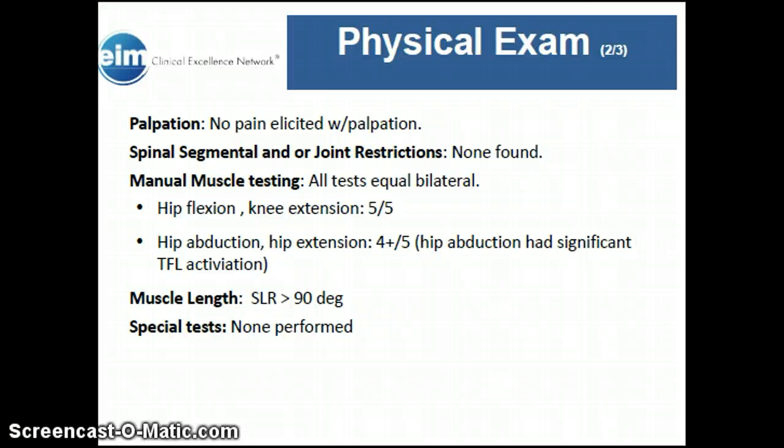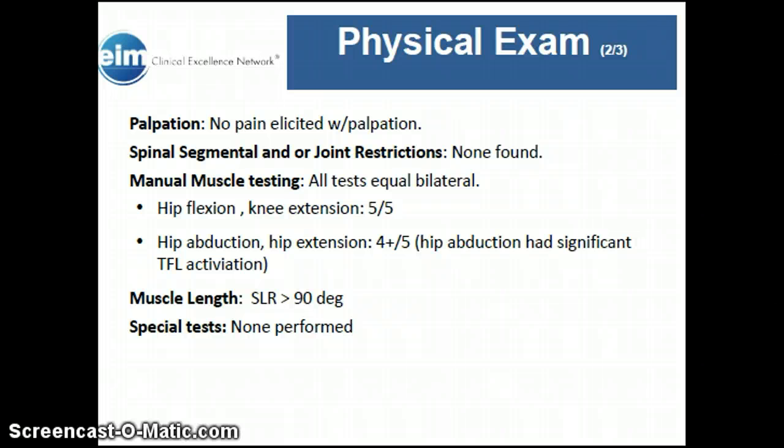Hip flexion and knee extension were both 5 out of 5, but hip abduction and hip extension were 4+ out of 5. And in his hip abduction there was significant TFL activation as evidenced by hip flexion during the test. This is significant. It may not be for all people in population, but to return to sport, especially when he's had issue just right above those regions, I want to make sure these are good and strong and can do even more so than maybe what a typical athlete would need.